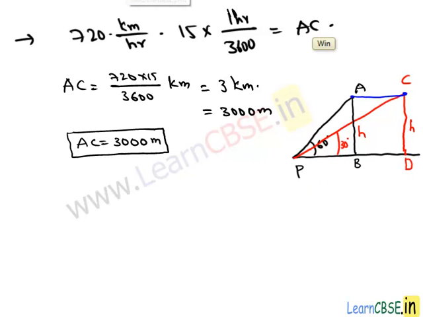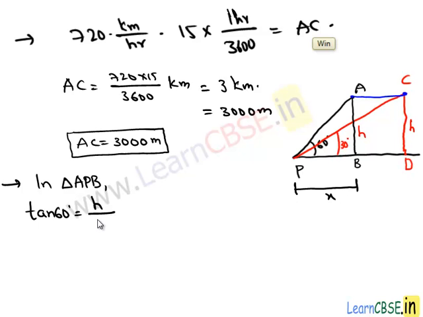Let us assume the distance of the point P from B is x meters. Then in triangle APB, it is a right angle triangle, and we have 60 degrees, and the perpendicular is h meters and the base is x meters. So we consider tan 60 degrees, which is equal to the ratio of perpendicular, which is h, and base, which is x. Tan 60 degrees is root 3. It is equal to h upon x. Therefore, we get the value of h, which is x times root 3. So we have two unknowns, x and h.